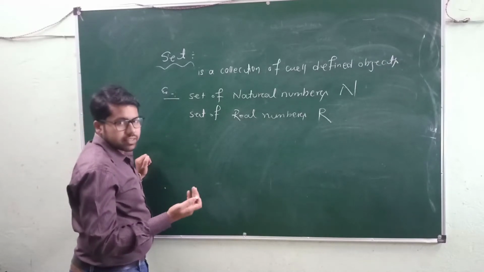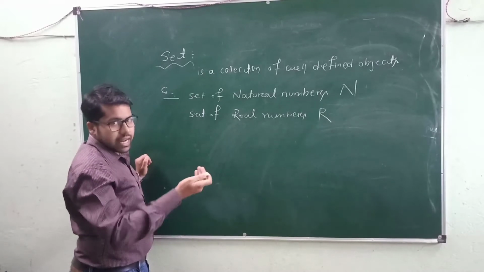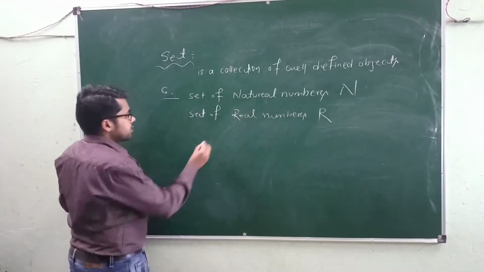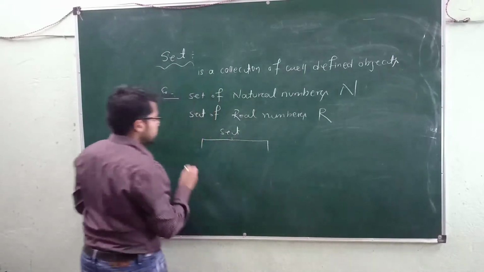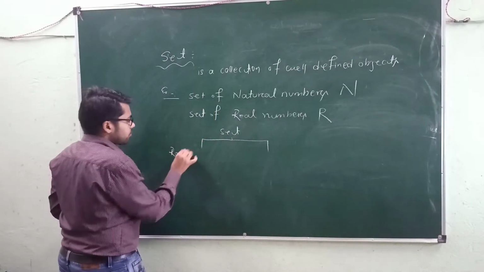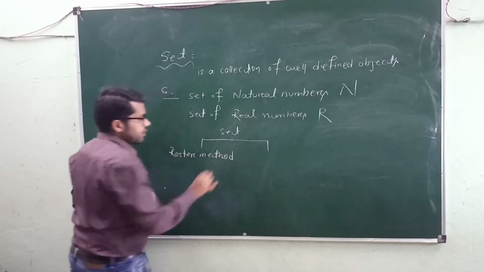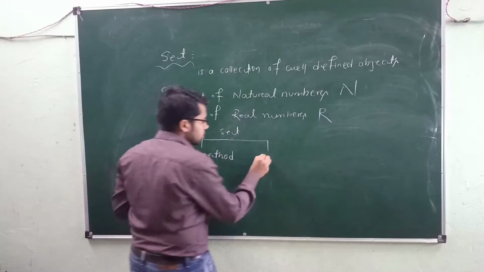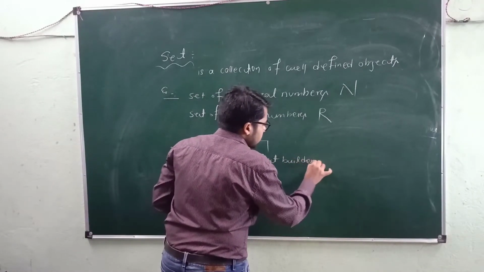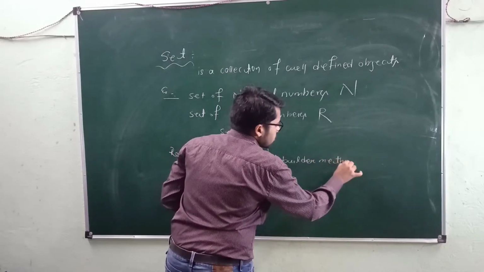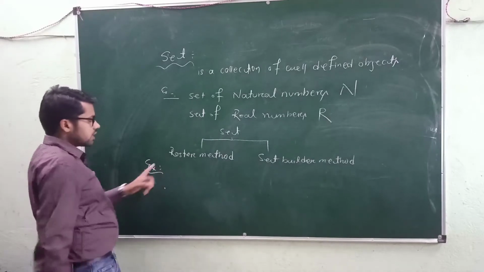To represent a set, there are two different methods, two different forms. The first one is the roster method, and the second one is the set builder method. That means a set can be represented in two different ways. First one is the roster method, and second one is the set builder method. So quickly revise something.